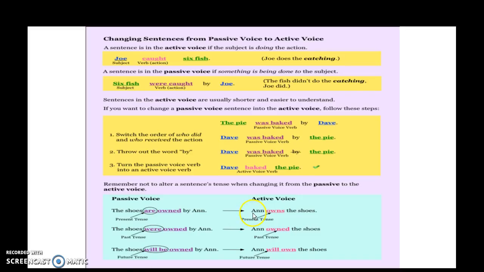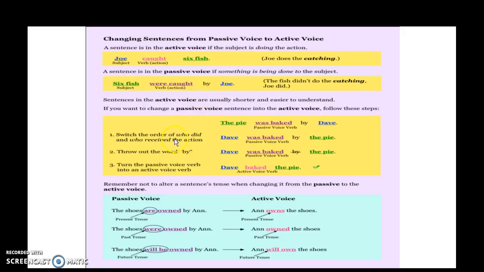Last one. Create an active voice sentence. This is kind of small, but really, this will be kind of a cool activity for you. Here's an active voice. Joe caught 6 fish. So if they tell you make it passive now, you'd say 6 fish were caught by Joe. Joe's the one that caught the 6 fish. The 6 fish had something done to them. They were caught. All right?